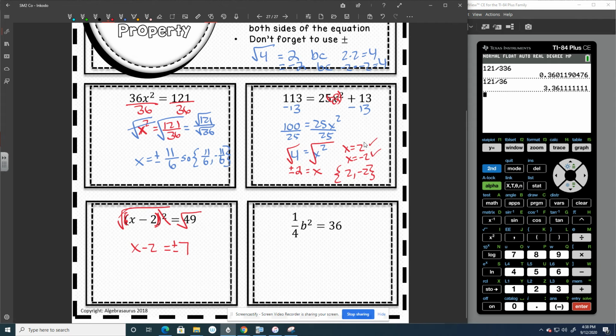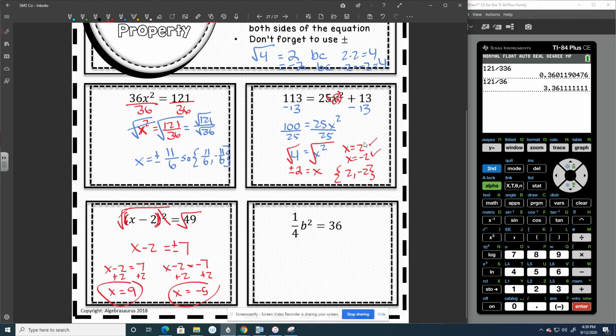So from here, I kind of have to do this problem twice. x minus 2 could equal 7, but x minus 2 could also equal -7. So when I add 2 to both sides, x could equal 9. And when I add 2 on this one, x could equal -5. So those would be my two answers, x equals 9 and x equals -5.